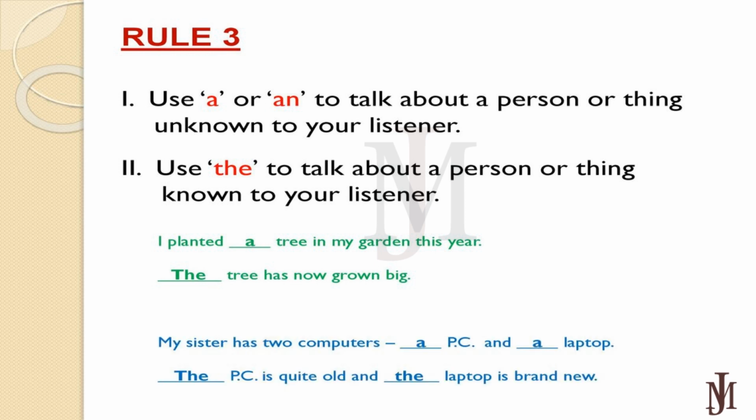Next example. My sister has 2 computers, a PC and a laptop. The PC is quite old and the laptop is brand new. I say a PC and a laptop because this is the first time I am mentioning the computers to its listener. I can say the PC is quite old, the laptop is brand new because they are now known to its listener.